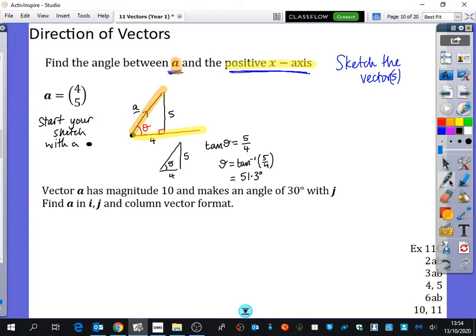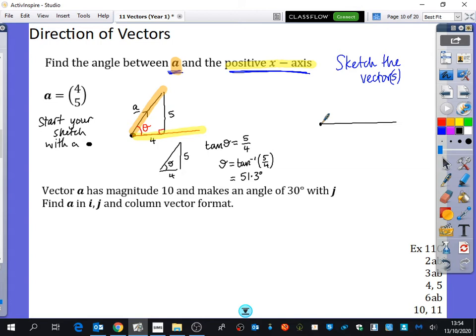And I think we could give a little bit more detail to this answer. It says find the angle between A and the positive x-axis. And I've said it's 51.3 degrees. Now, you don't have to write this bit down because I just want you to think about this. If this was the positive x-axis and this was the origin, and I said, okay, I want you to imagine the vector is 51 degrees from that line. What might be the problem if I just said, oh, it's 51 degrees from that line?